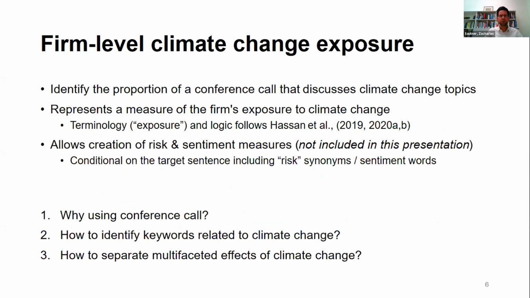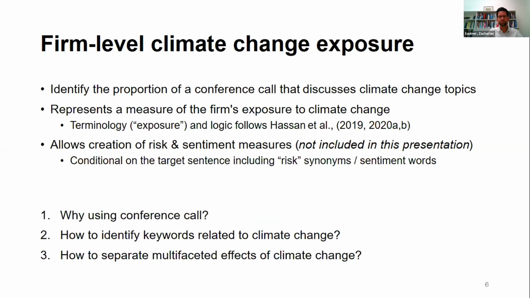So we're trying to create a measure of climate change exposure at the firm level. What we essentially do, what we intuitively do, is we identify the proportion of a conference call, which is an earnings call between management and financial analysts, and capture what fraction of that earnings conference call discusses climate change related topics. So it represents a measure of the firm's exposure to climate change as perceived by the participants in these conference calls.